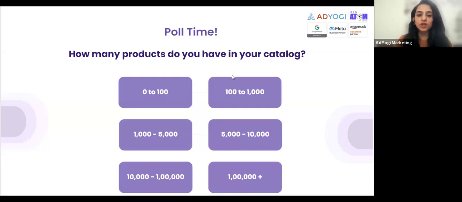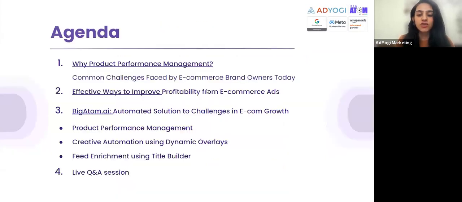All right, now we move on to the agenda of the webinar. Today's agenda will entail what exactly is product performance management and why. The big question is why product performance management, which is basically answered by the problems and challenges that e-commerce brand owners have faced and which Anshuk and Pranav personally have experienced and heard from while working with e-commerce brands at AdYogi and BigAtom. Second would be effective ways to improve profitability for e-commerce brands.